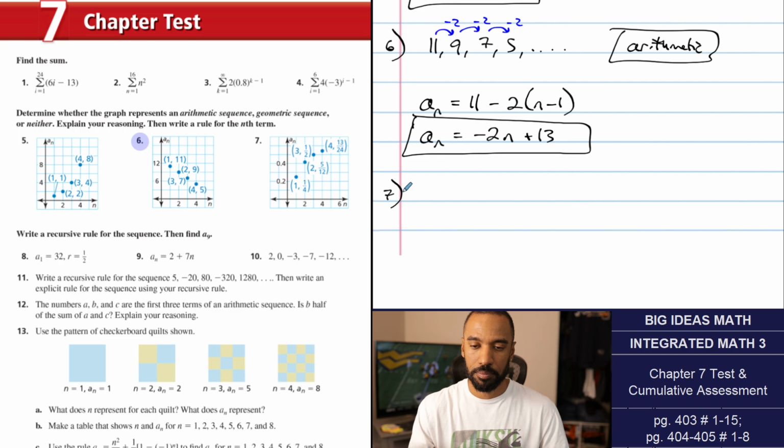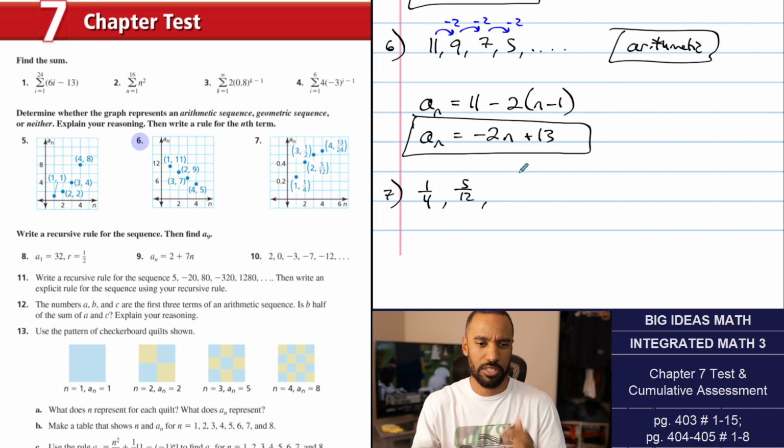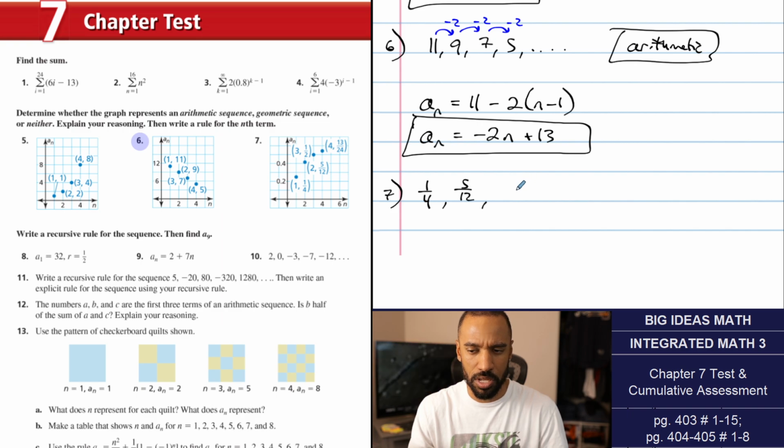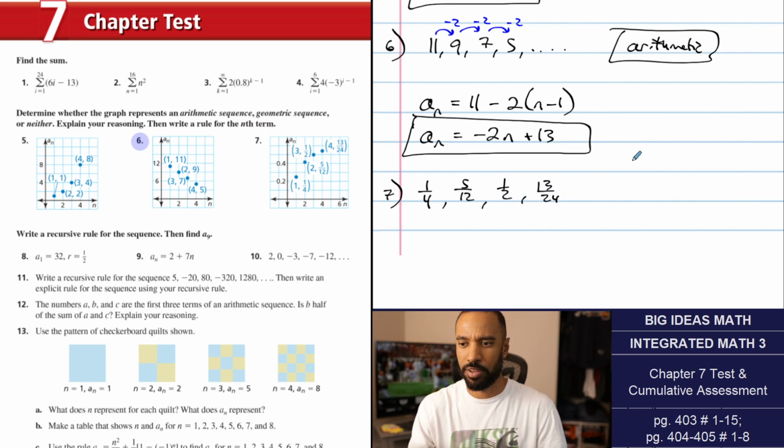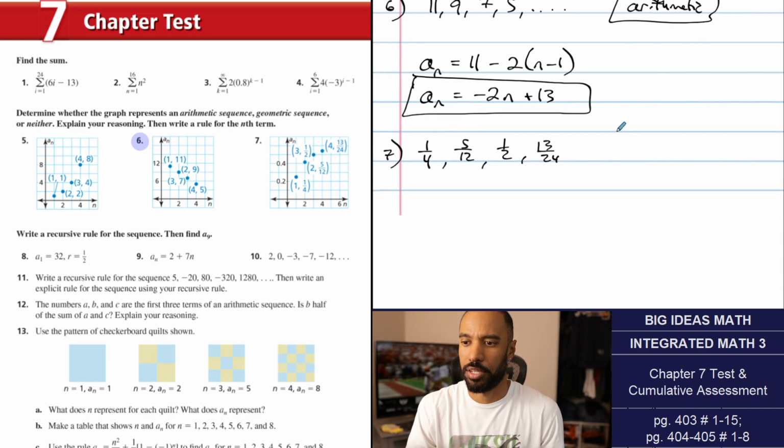Number 7 does not appear to be either. It might be logarithmic, I don't know, but 1/4, 5/12. Well, it may be exponential. If it's exponential, geometric, then it has a shift and its asymptote. I don't believe that's what this is. 1/2 and 13 over 24. Very, very interesting. What's going on here?